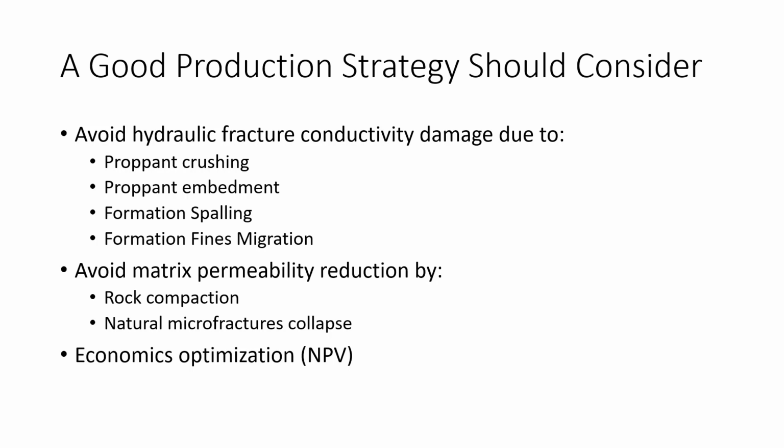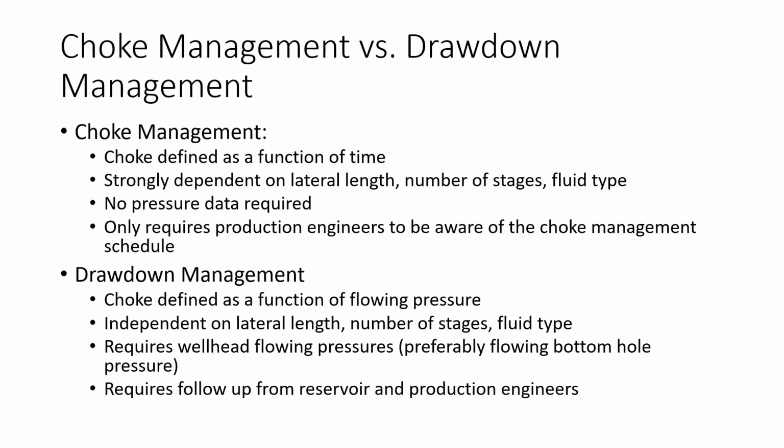I mentioned this before about choke management versus drawdown management and how production practices are now transitioning to drawdown management. I want to just clarify what the differences are because sometimes these words are used interchangeably in the industry. For choke management, choke is defined as a function of time. It's strongly dependent on lateral length, number of stages, and fluid type. There's no pressure data required and it only requires production engineers to be aware of choke management schedules.